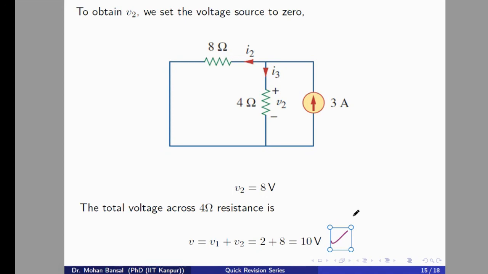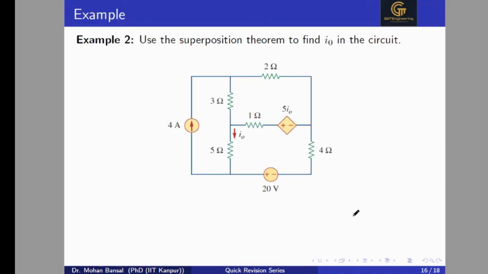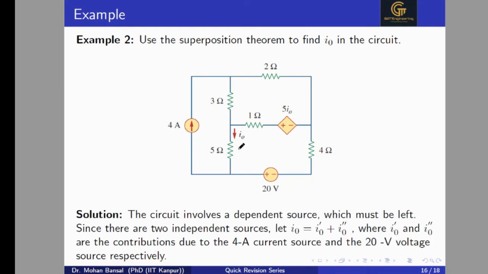We understand this theorem by another problem in which we have one dependent source also. So here we have two independent sources and one dependent source. We will not deactivate the dependent source. We will deactivate only one independent source at a time, because we need to consider one for solving the problem. And in this problem, we have to compute the current I naught through the 5 ohm resistance. So let's consider I naught prime is the current in the 5 ohm resistance due to the 4 ampere current source, and I naught double prime is the current in the 5 ohm resistance due to the 20 volt voltage source.